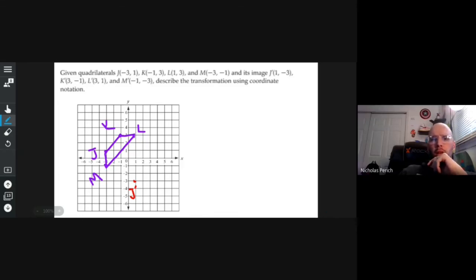K prime is 3, negative 1. L prime is 3, 1. And M prime is negative 1, negative 3. What's the line of reflection for that one?